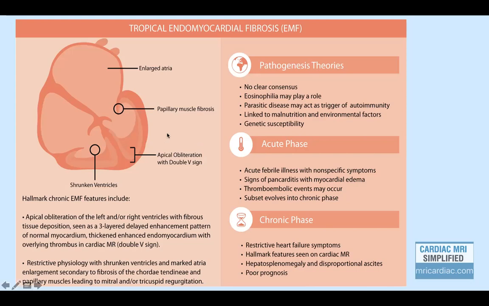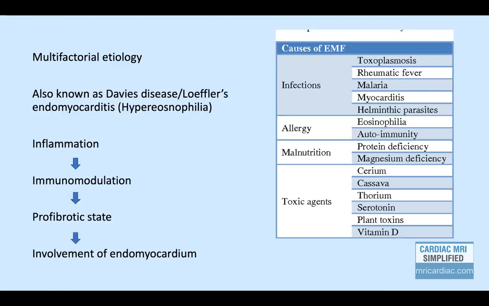Classical radiographic hallmarks of EMF include apical obliteration of both or either of the ventricles, especially with fibrous tissue deposition, and a 3-layer delayed enhancement pattern, as was seen in our case. This sign consists of normal myocardium, then thickened enhanced endomyocardium, and overlying thrombus, which was calcified in our case. Restrictive physiology will lead to dilated atria and shrunken ventricles. Even fibrosis of the chordae tendineae and papillary muscles can also be observed.